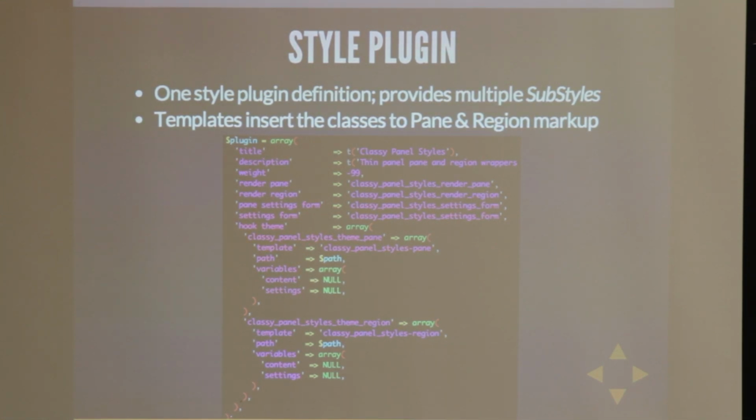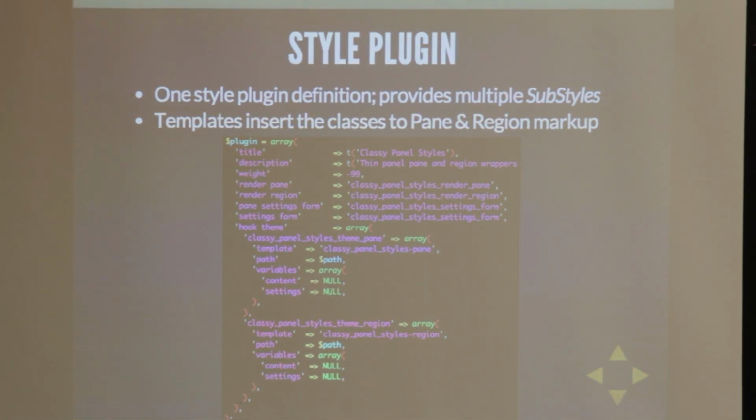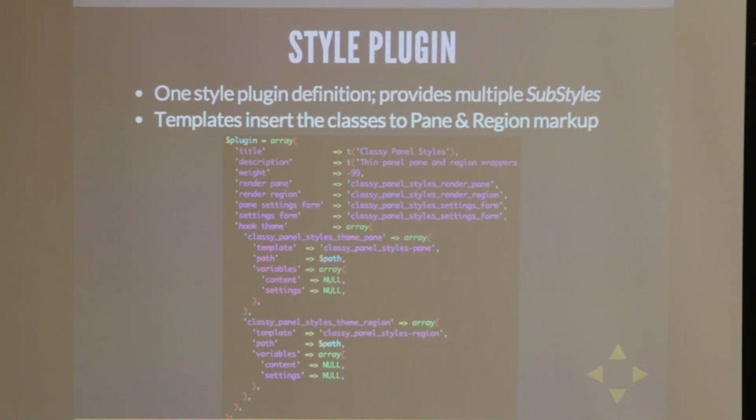Currently, when you install the module, you'll only have one Classy Panel Styles option available. We're in the process, or it's on the roadmap, I should say, of creating substyles, so you can have multiple Classy Panel Styles style settings available. So you can have one that's just for regions, one that's just for panes, or one that's just for a certain section of the site, things like that.